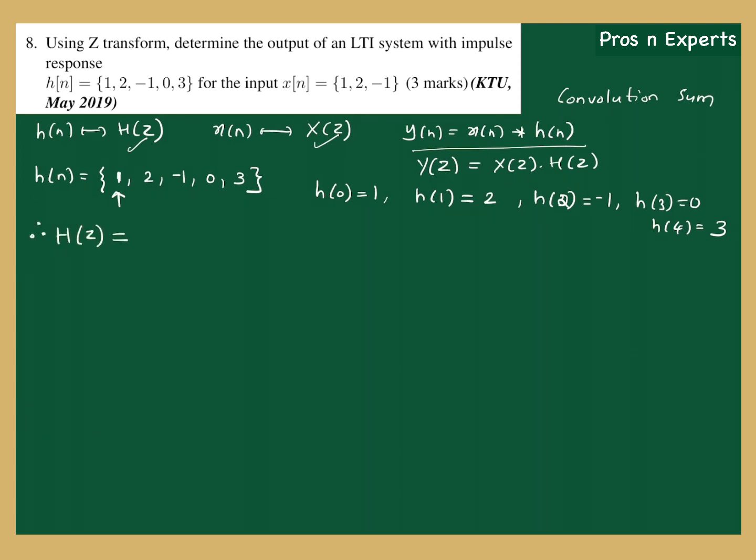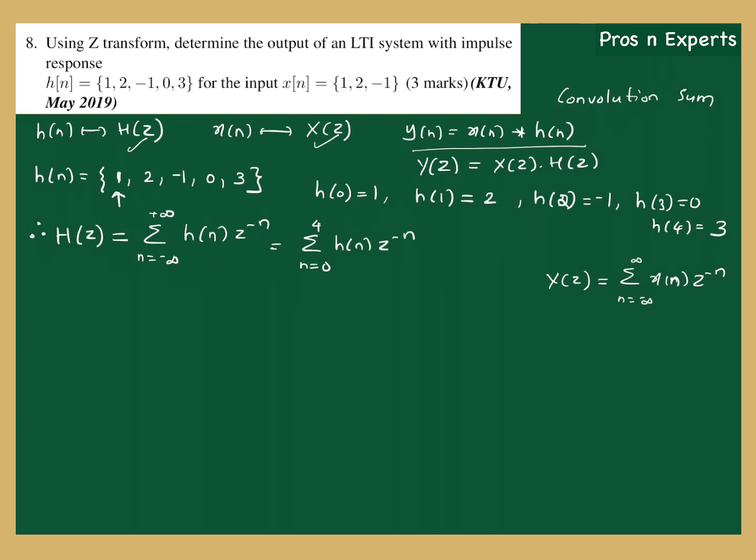What is H(z)? You know the expression for the z transform. X(z) for a signal x(n) is given by sigma n equal to minus infinity to infinity x(n) z raised to minus n. So here it will be sigma n equal to minus infinity to plus infinity h(n) z raised to minus n. But the signal only exists from n equal to 0 to n equal to 4, that is n equal to 0, 1, 2, 3, up to 4. So this sigma becomes sigma n equal to 0 to 4 h(n) z raised to minus n.